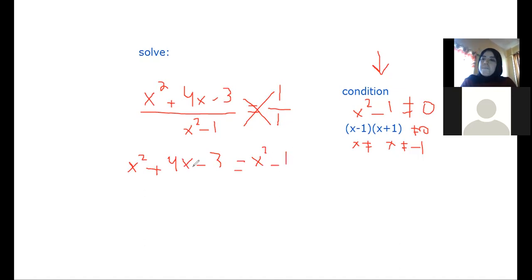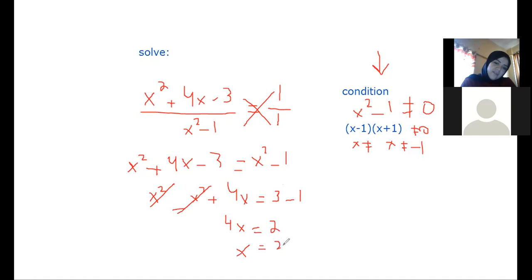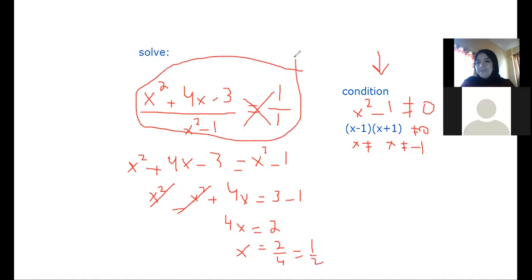Now we bring the normal numbers to one side and the unknowns to the other side. So x squared minus x squared plus 4x equals minus 1 plus 3, or 3 minus 1. Yes. Now the x squared cancels with the x squared. We have 4x equals 2, and then x is equal to 2 over 4, which is one half. Very good. So it's easy, right? Sometimes it seems hard, but it's very easy.